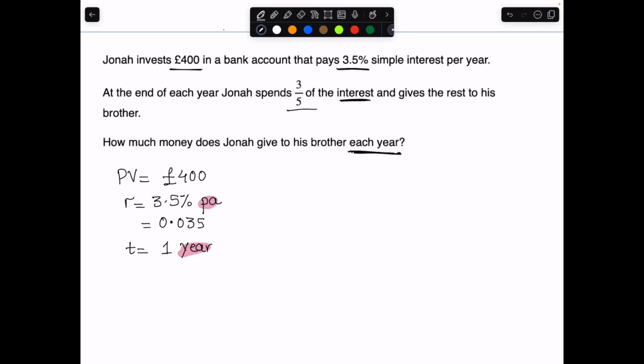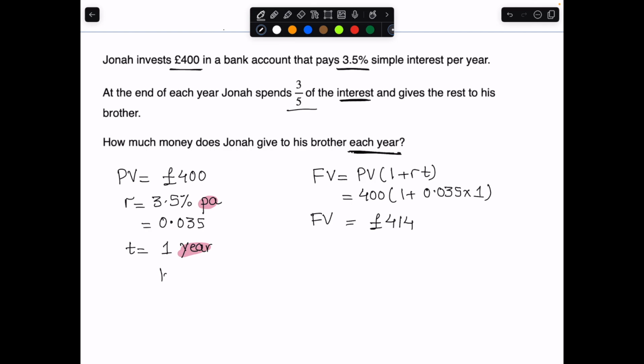To calculate the future value, because I need to know how much Jonah's investment is worth after 1 year, I can simply use my simple interest formula, which is present value times 1 plus R times T. So my present value is 400 and my R is 0.035, times 1. Substituting this in the calculator, I get £414. This means that the value of £400 in 1 year for Jonah is now £414 after a 3.5% simple interest rate.